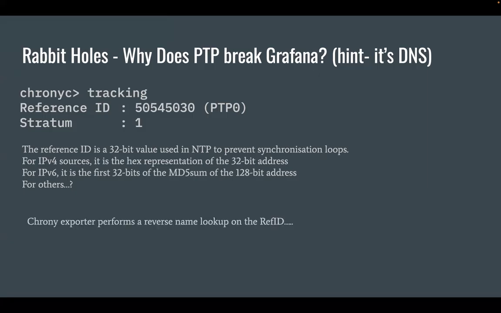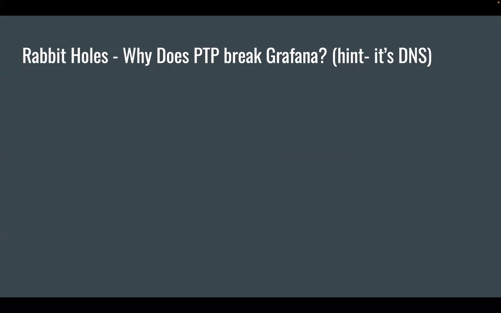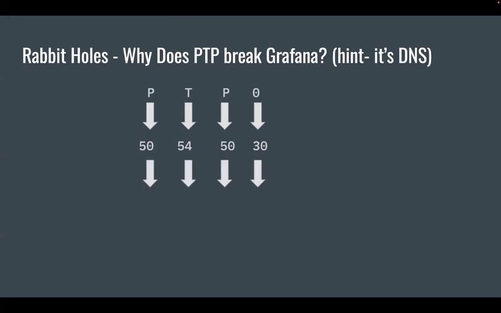The Chrony exporter does a reverse name lookup on the reference ID. So, like I said, a hint: it's always DNS. The ASCII values of PTP0 get converted to hex values of 50, 54, 50, 30, which are translated to an IP address of 80, 84, 80, 48.